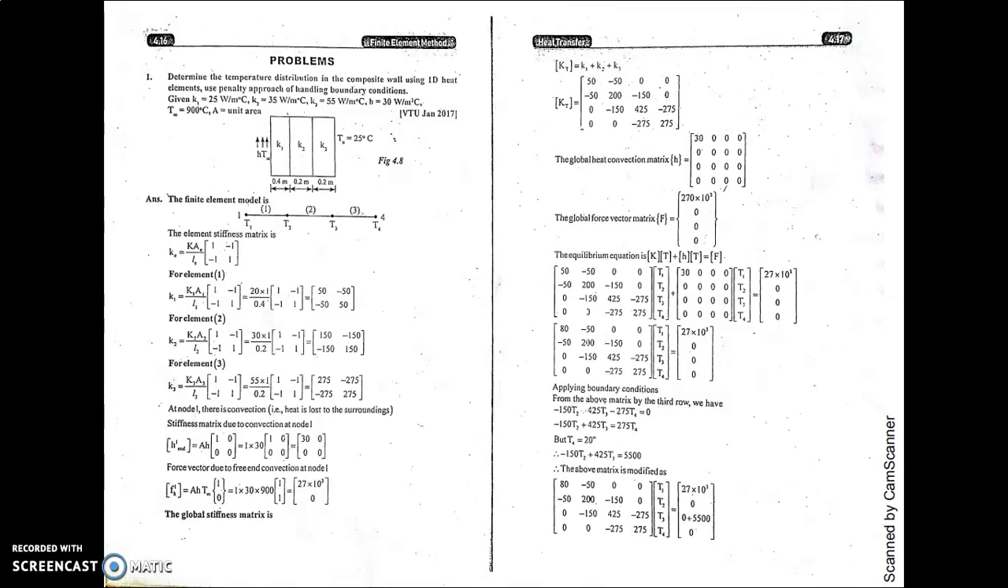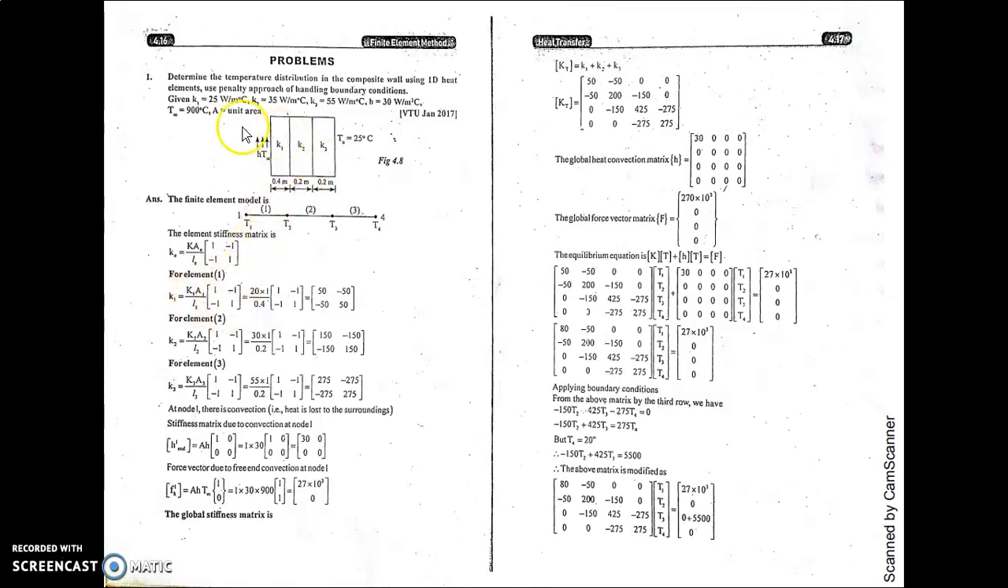Let us find out the element stiffness matrix for heat conduction first. As you know, in the previous lecture we listed out the formulas, that is Ka by L times [1 -1; -1 1]. With the help of this formula, find the three elemental stiffness matrices, K is equal to Ka by L [1 -1; -1 1].